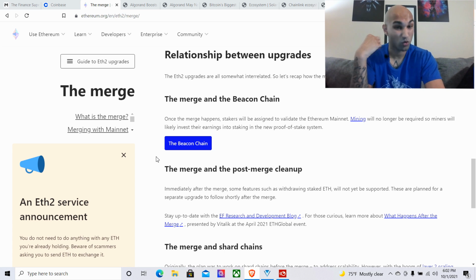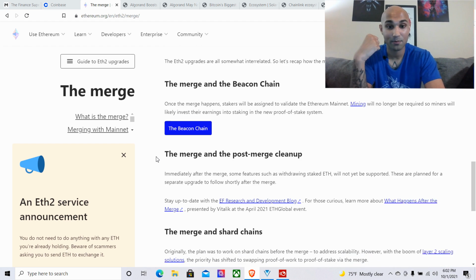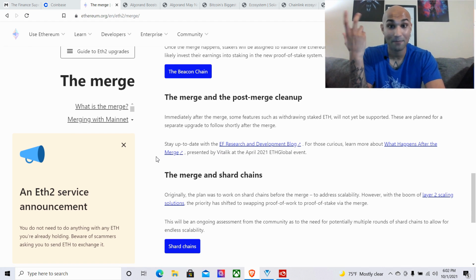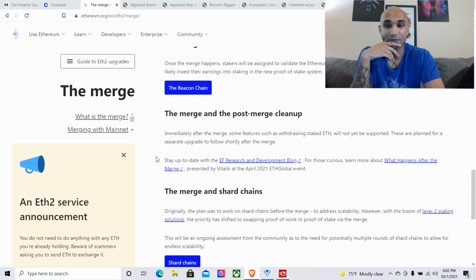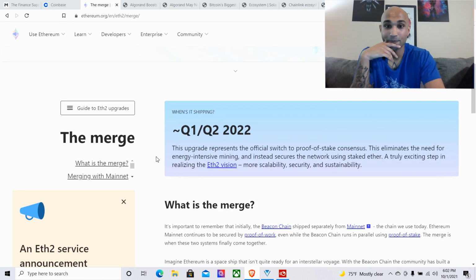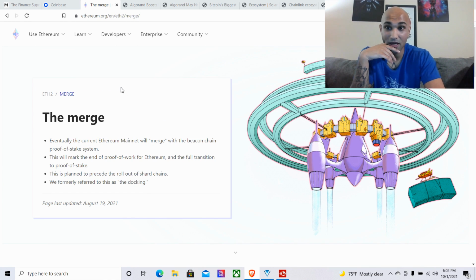EIP 1559 is working. We've burned a crap ton of ETH. A bunch of money and tokens have been burned at this point. And once we pick up the actual TPS and can process more transactions, burn even more, I think that's going to be amazing for price action. So that's the big thing coming up with Ethereum 2.0.